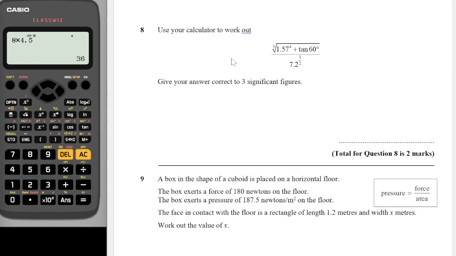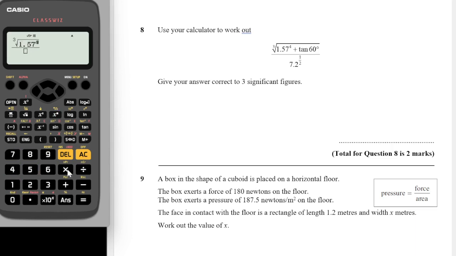Okay, question 8, use your calculator to work out. So, got quite a complex calculation. I'm just going to type it into my calculator just as it appears. So I want the cube root. So shift and then that button. And then I'm looking at 1.57 to the power 4.